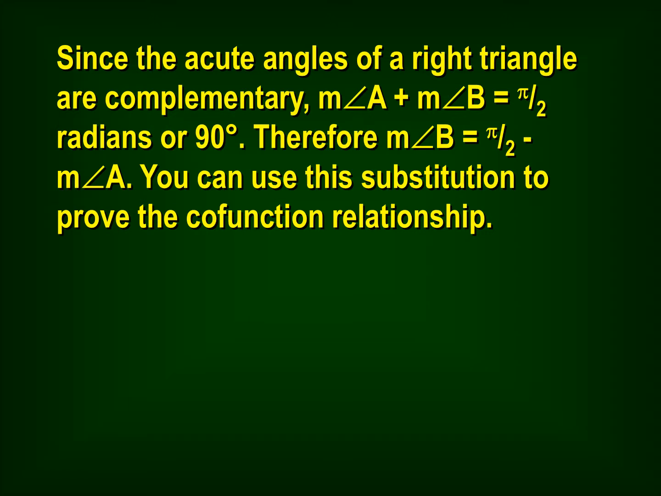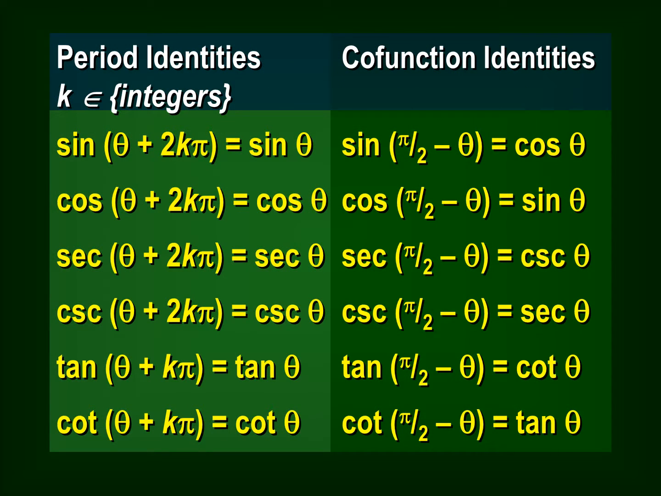So using that thought, you can prove what we call the cofunction relationship. So here are our cofunction identities. We say that sine of pi over 2 minus theta is equal to cosine theta. Likewise on cosine, you can do something for secant, cosecant, tangent, and cotangent. Notice how these all match up.